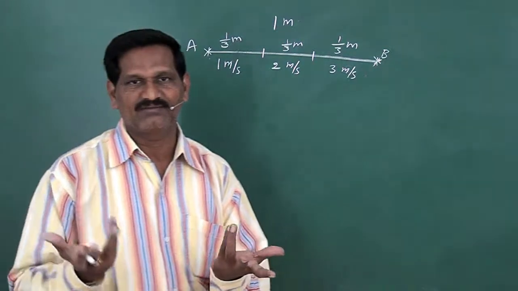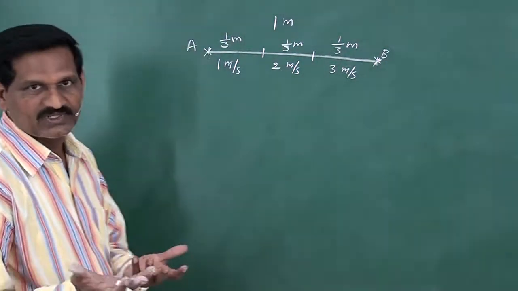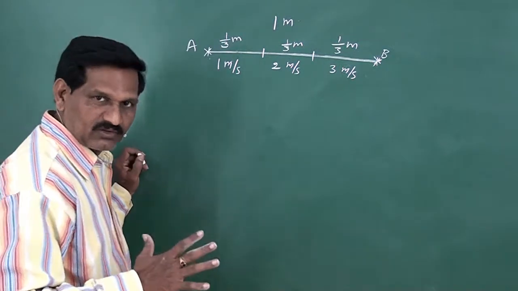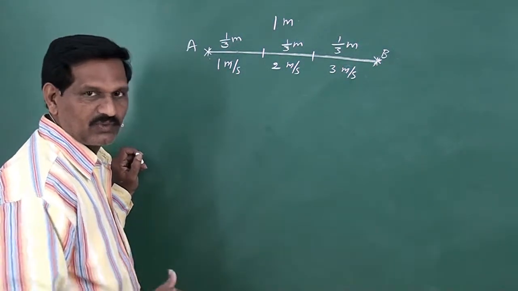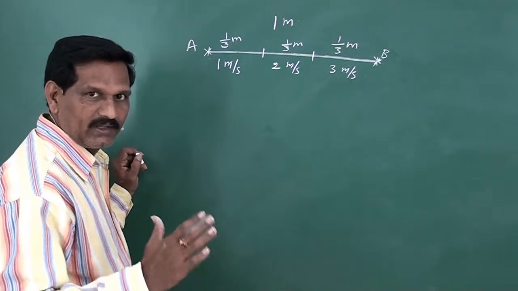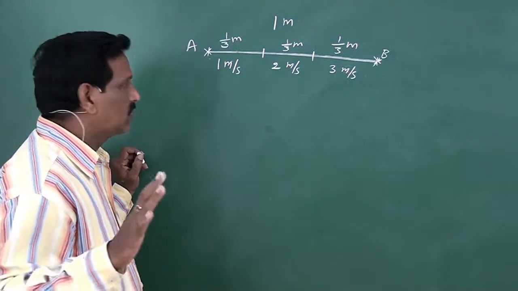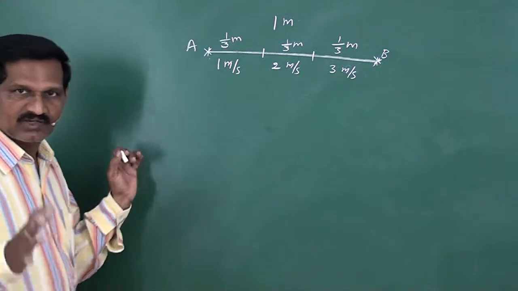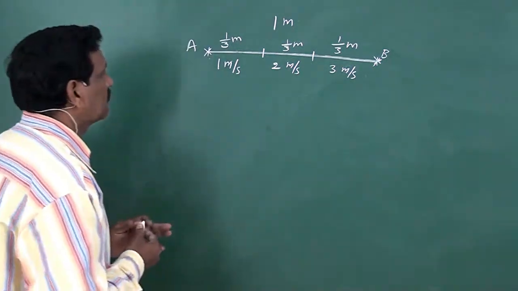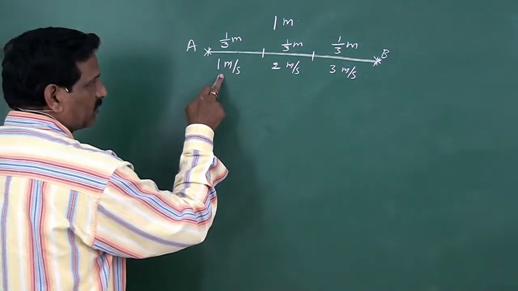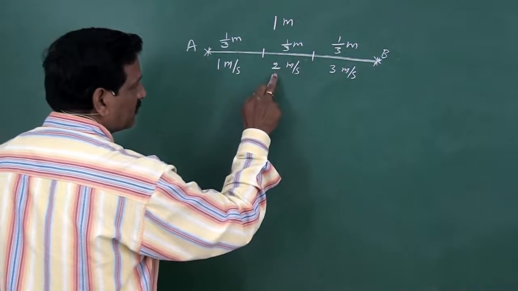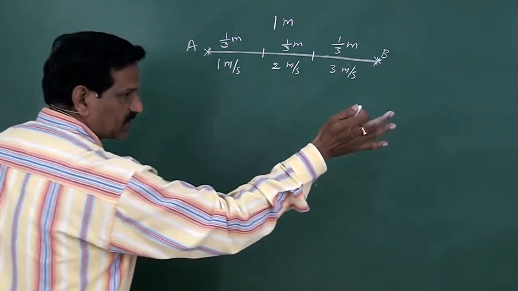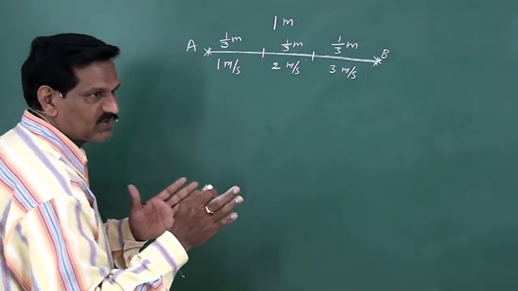Hence you get average speed. Then average speed comes into picture. Average speed comes into picture only when the journey is in non-uniform motion. When the body moves in non-uniform velocity or non-uniform speed, then average velocity or average speed comes into picture. So here first 1/3 with the speed of 1 meter per second, second 1/3 with the speed of 2 meter per second, third 1/3 distance with a speed of 3 meter per second. Hence we have to find the average speed.